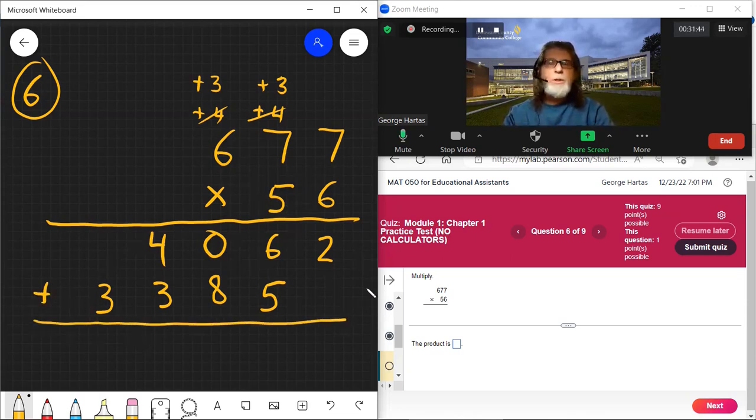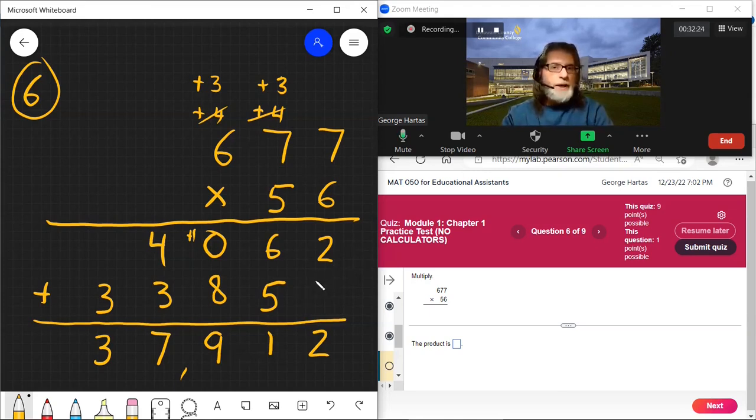Okay, so this is just normal addition. 2 plus nothing is 2. 6 plus 5 is 11. Right-hand digit, left-hand digits. 1 plus 0 is 1. 1 plus 8 is 9. 4 plus 3 is 7. Nothing plus 3 is still 3. So that's our answer, 37,912.